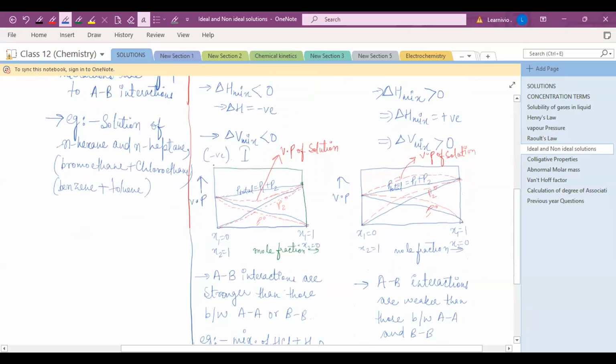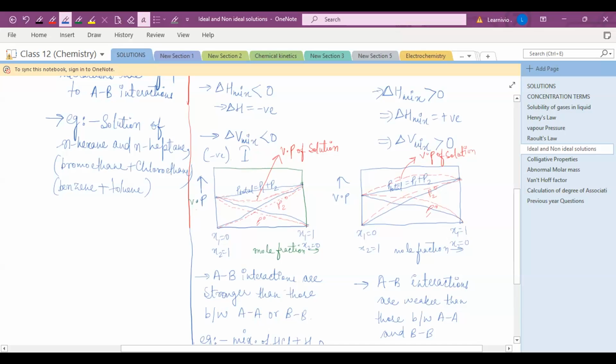Why is it negative deviation? Again, this is a vapor pressure versus mole fraction graph. Vapor pressure we take on the y axis, and mole fraction we take on the x axis. It's a similar graph, but here the line drawn in blue is the ideal graph. This blue line is your ideal solution graph, not ideal gas, ideal solution graph.